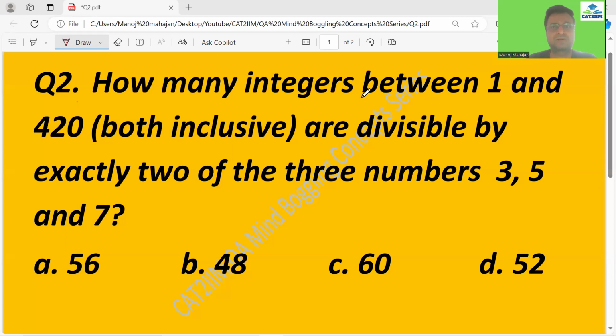So let's read the question first. How many integers between 1 and 420? So 420 is a very good number too. Both inclusive are divisible by exactly 2 of the 3 numbers, that is 3, 5 and 7. So these are the 4 options also which you have.